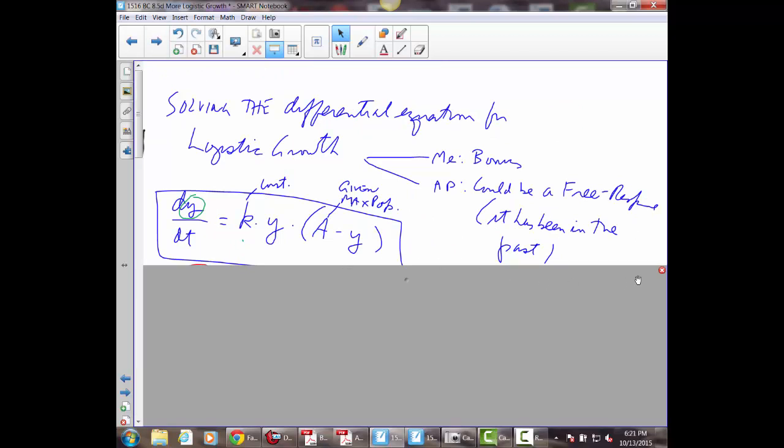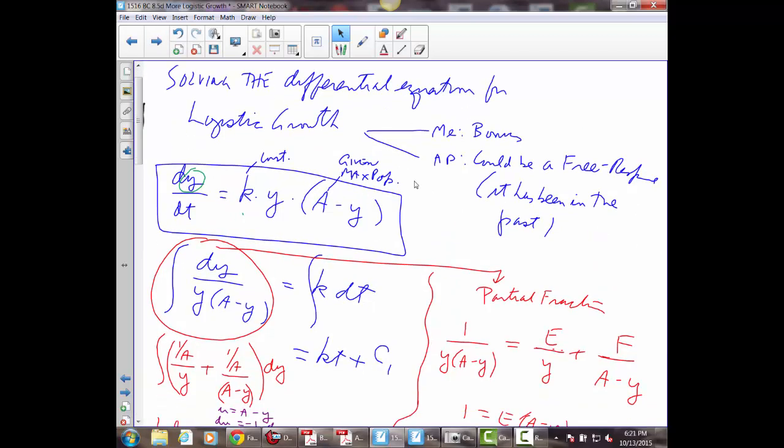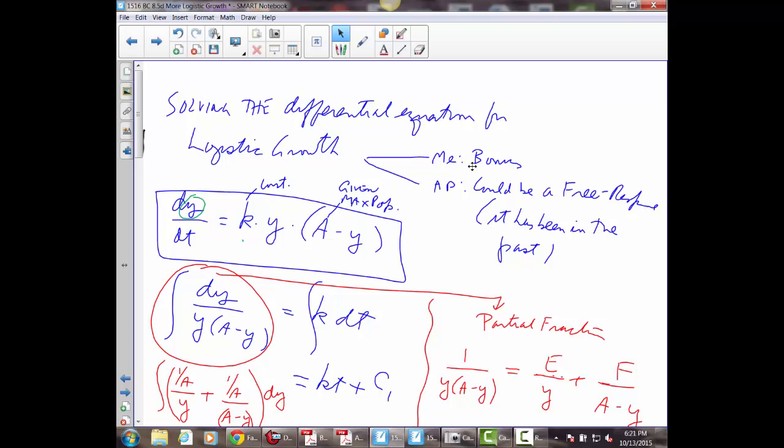So, here's the actual solving of it. Again, I did this the other day. I would make this a bonus question. I've seen it once as a free response question where they actually asked you to solve it. And it wasn't even logistic growth, it was logistic decay, just to make it mean.